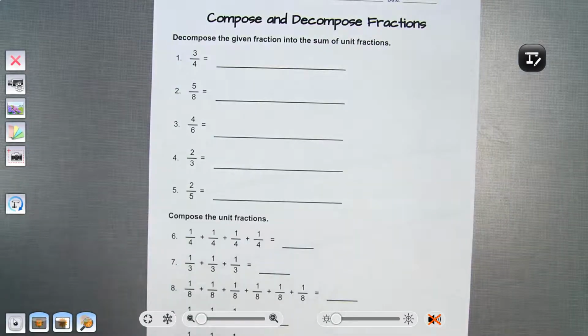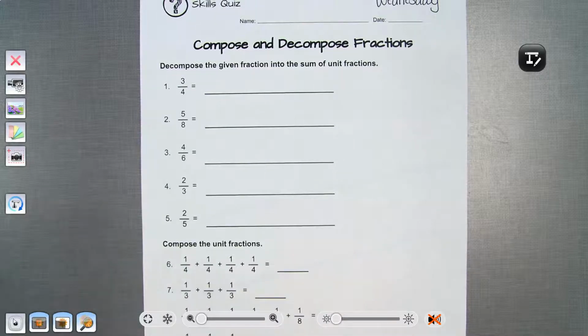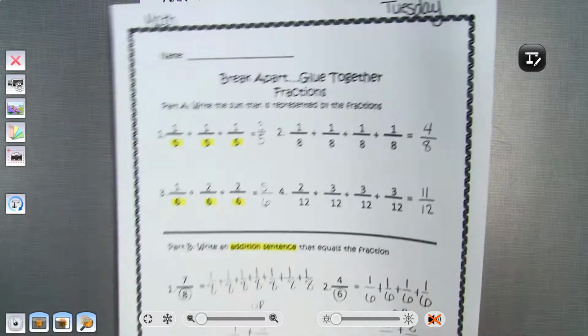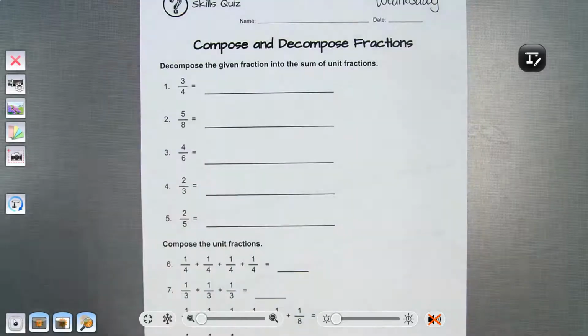Okay? So, for your assignment today, this is going to be for a grade. You are going to do this on your own. Yesterday, we did the paper that was called Break It Apart, Glue It Together. So this is actually the same thing.